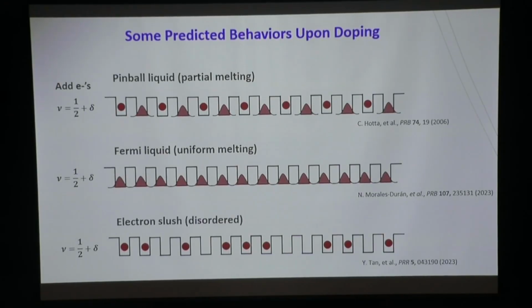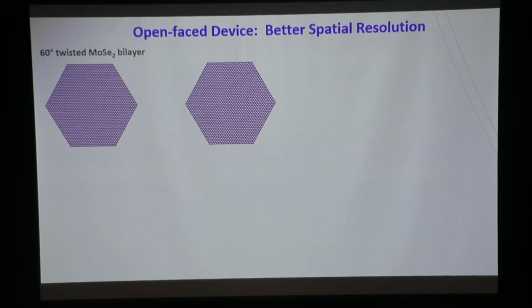And in fact, they call it electron slush. That's the technical term. And so there's lots of predictions of this type. And so we decided to test these predictions. And so the way we did it was we had to build a device that had higher spatial resolution because we wanted to see things a little bit better.